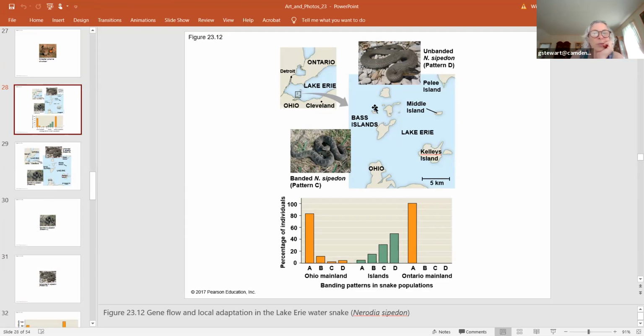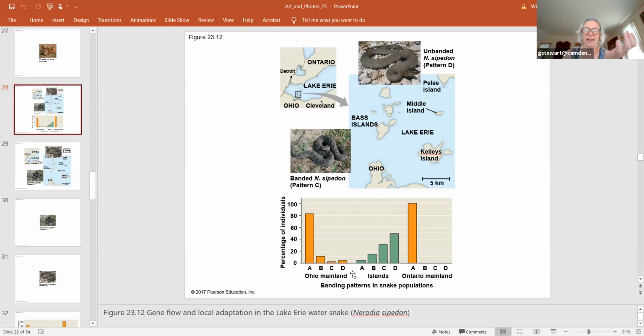This is some water snakes that live in Lake Erie, and they live in Canada and Ohio. And it turns out that this is an example of gene flow, because the snakes on these islands, particularly Middle Island here and some of the Bass Islands, they actually can swim from one island to another. And so the population actually keeps changing. There's the unbanded ones versus the banded ones, right?